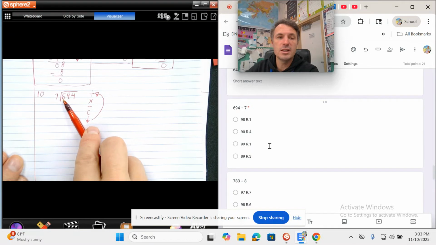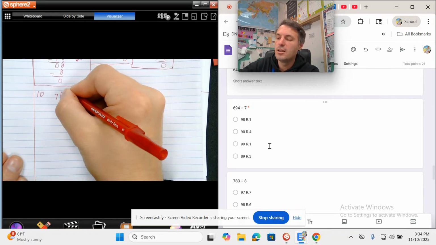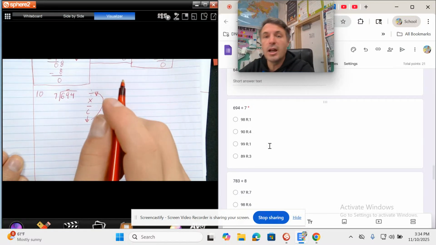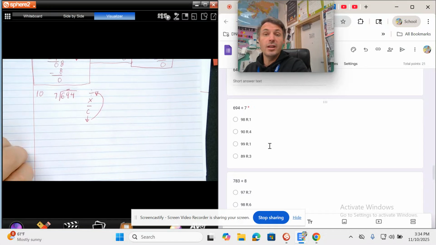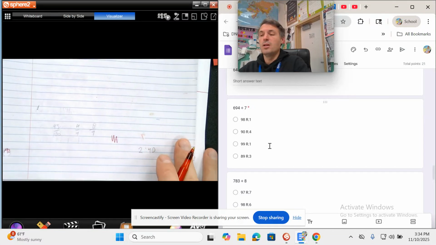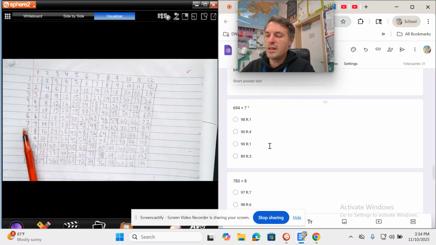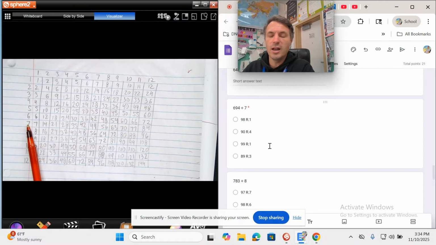Can 7 fit into 6? No, because 7 is bigger than 6. Can 7 fit into 69? Yes. So, remember your times tables. What times 7 gets you as close to 69 as possible without going over? And again, if you don't know, this is a great opportunity to review how to use your times table chart to find out. We're trying to find out how many times 7 can fit into 69.